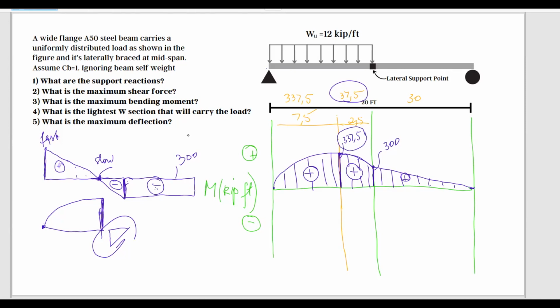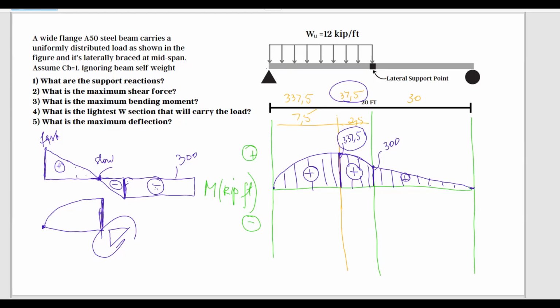But if you are given this simply supported beam and you are asked to calculate the maximum moment, you don't have to go through all of this work and calculate the reactions and calculate the shear diagram and then the moment diagram, because it's going to take you a lot of time and you don't want to lose time on the exam. You want to figure out a way to do this faster.